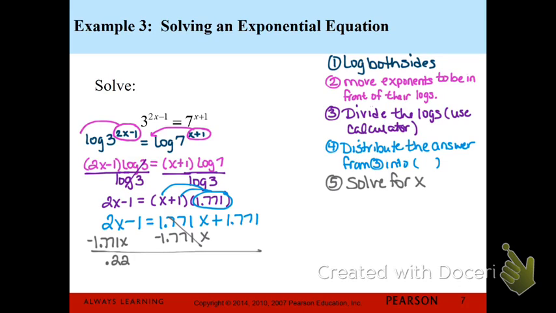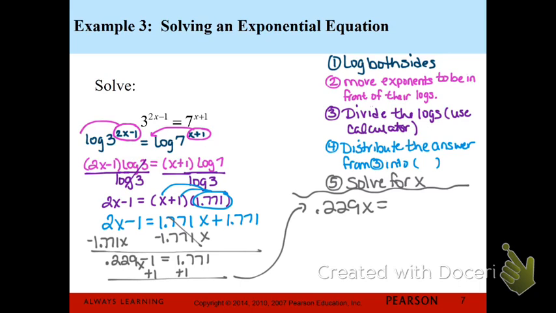Negative 0.229x minus 1 equals 1.771. Thank you, I forgot my x. Then add the 1. So I'm going to bring it up here. So we got negative 0.229x equals 2.771. Divide by the negative 0.229. And x equals negative 12.1. 12.100, right?